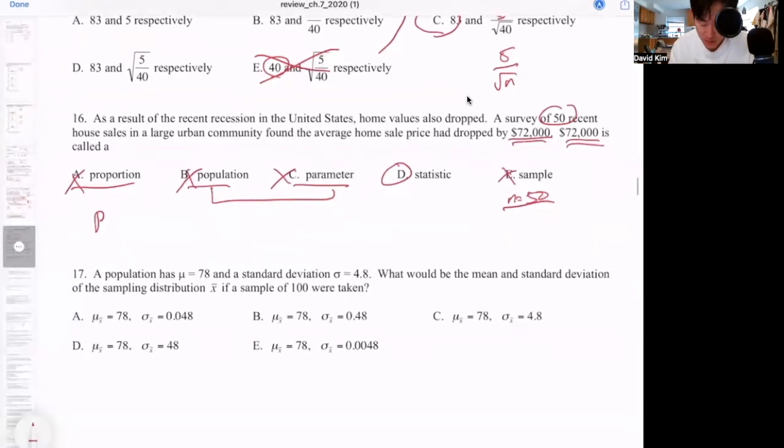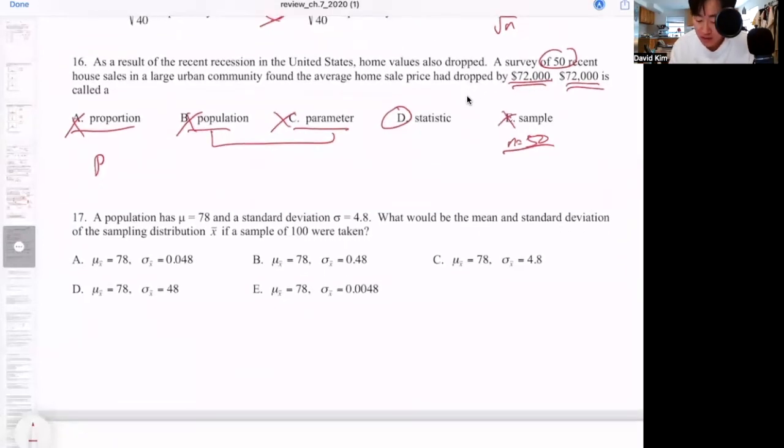Number 17, the population has a mean of 78, standard deviation of 4.8, sample size of 100. I don't think it needs to be set. It's going to be B. The standard deviation divided by the square root of n is always the standard deviation of the sampling distribution.